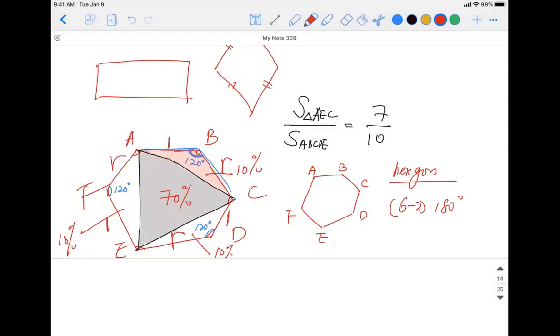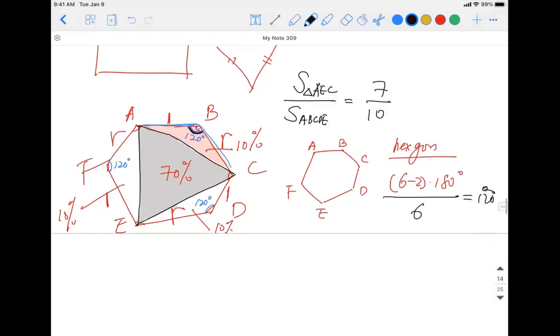6 minus 2 times 180 degrees, is that right? This is the total interior angle sum. And you want to divide it into what? You want to divide it into 6 because it's equiangular, every angle is the same. So this is going to give you 120 degrees. Is that right? Any question, just let me know, I'm here to help you figure it out. Okay, so that answers why this is 120 degrees.